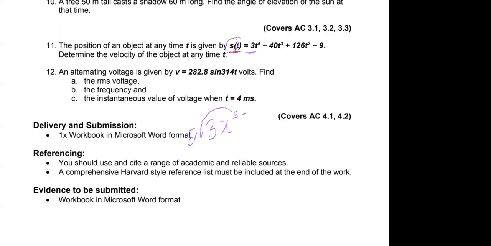Then you take away 1 from this. So 5 times 3, that's going to be what? 15. Then 5 minus 1 is 4. So it's going to be what? 15x to the 4. That's it.